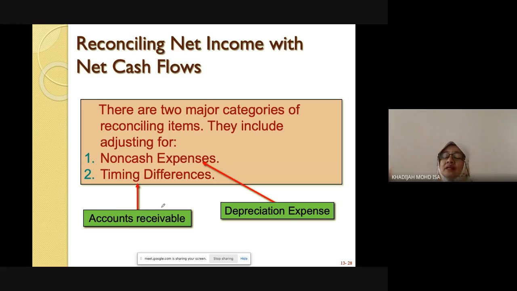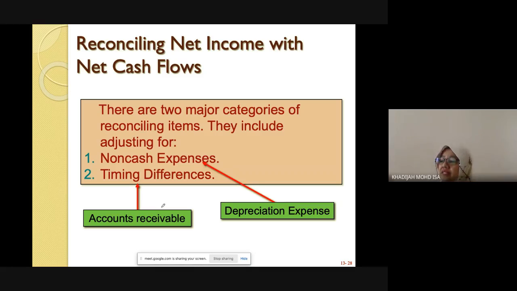The gain is something where you don't actually receive the cash. The 1,000 is not actually there. It's just because the net book value is lower than the actual cash received. The actual cash received goes into, remember just now we have the investing activities, so it goes there.